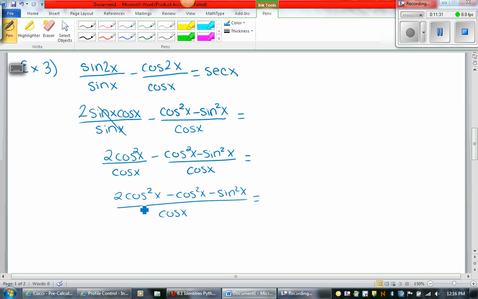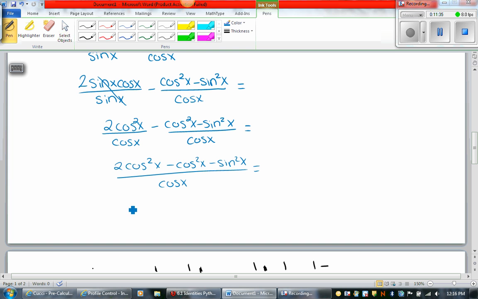2 cosine squared x minus 1 cosine squared x is cosine squared x. So I get cosine squared x plus, I lost my plus sign here. Because we're subtracting, remember you have to distribute the negative through. That's why this became a plus.